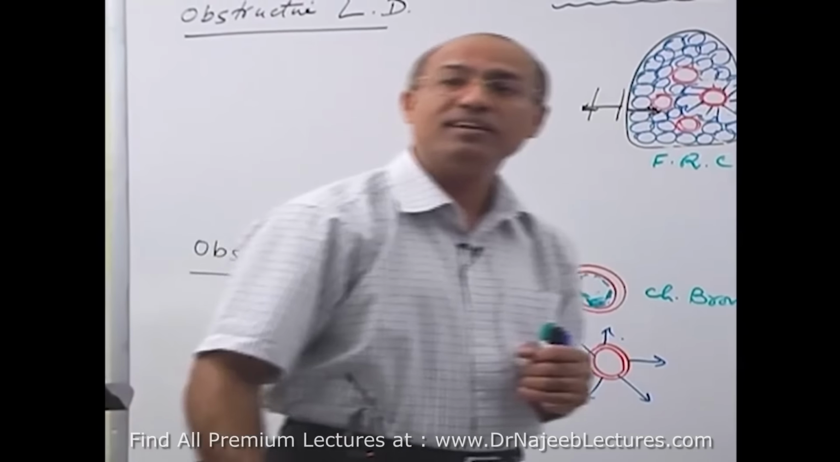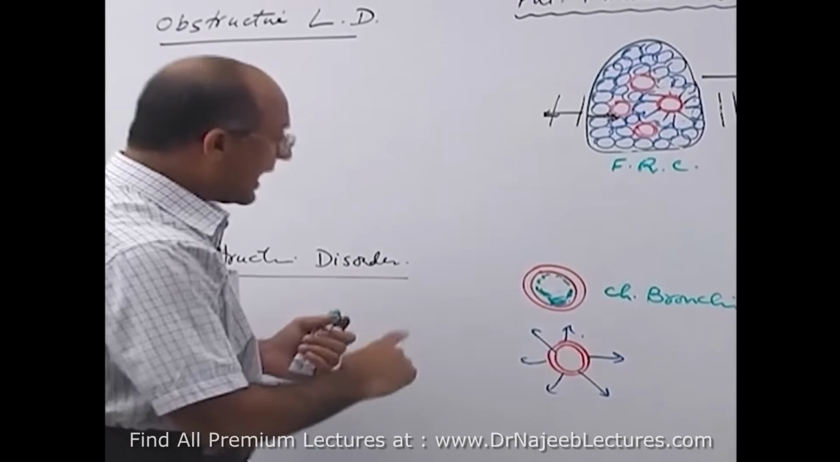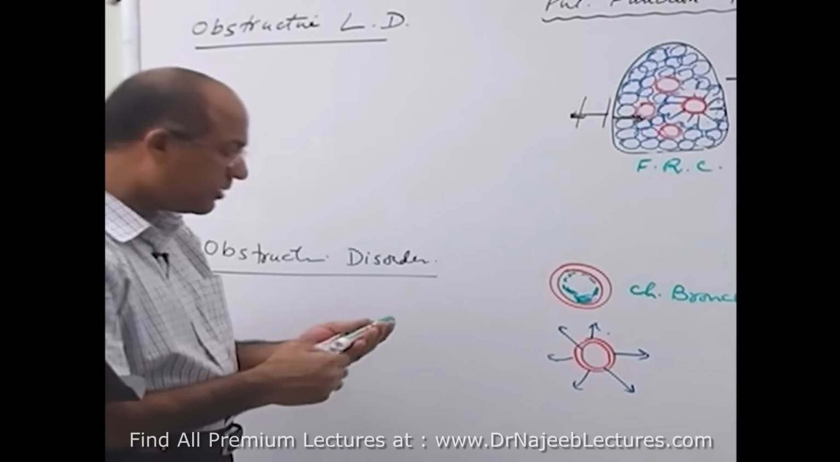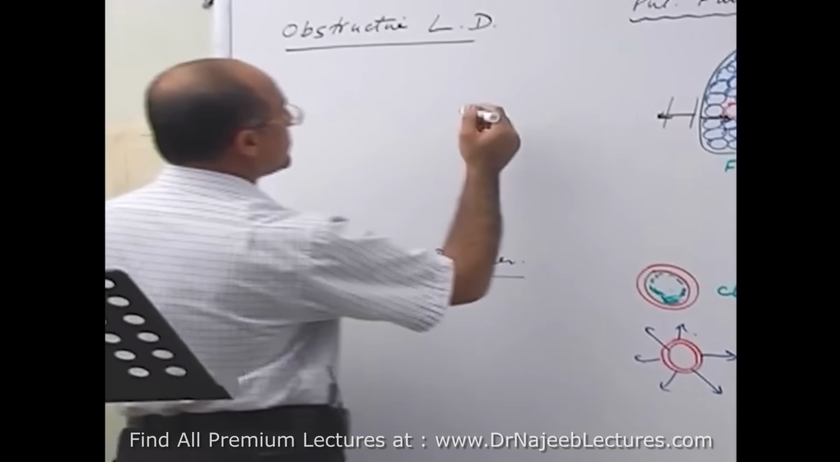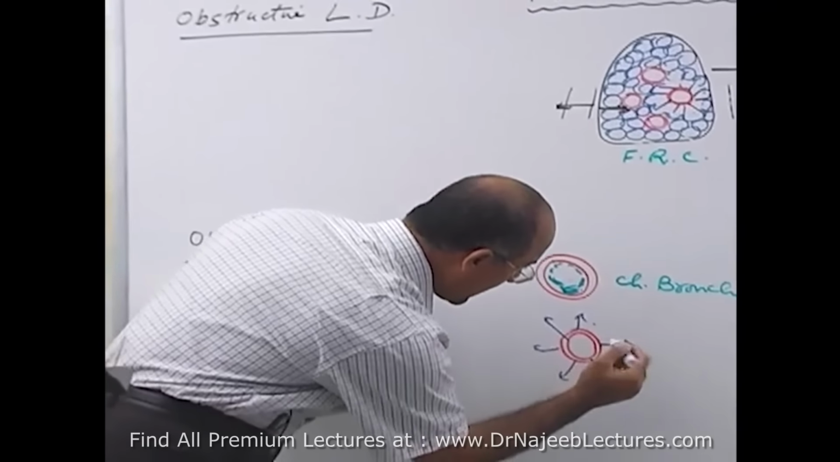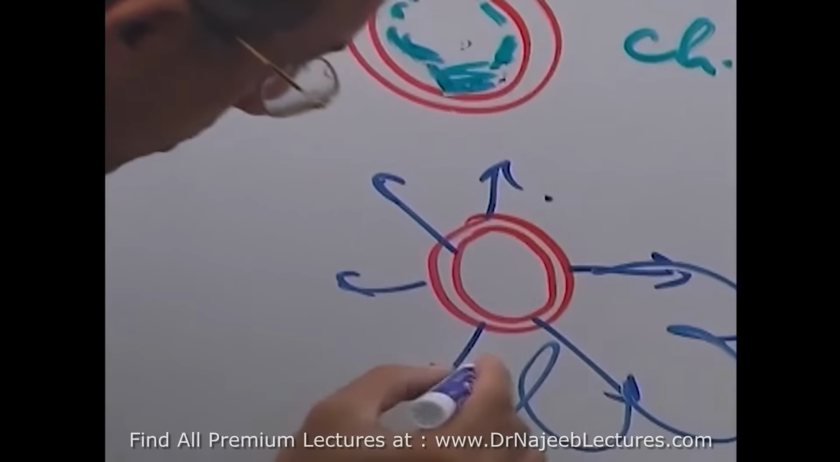Is it clear to everyone? Now, another disease which is called emphysema. The problem in emphysema is, I will draw it here rather. Let's suppose these are alveoli.